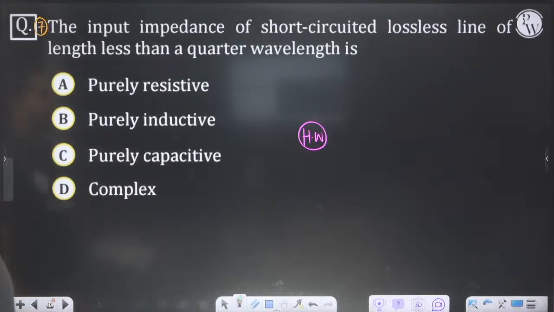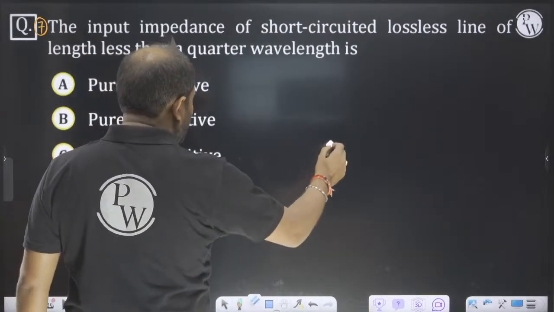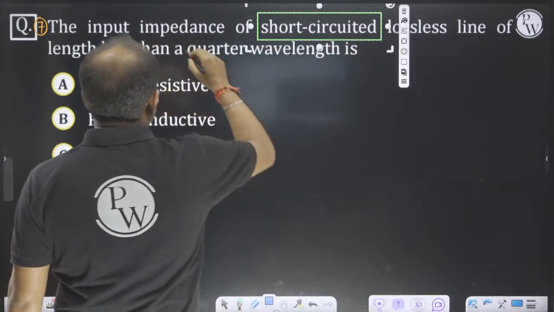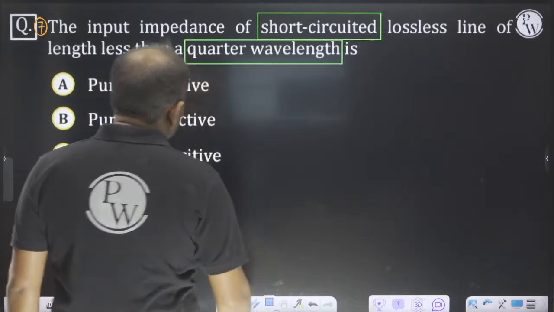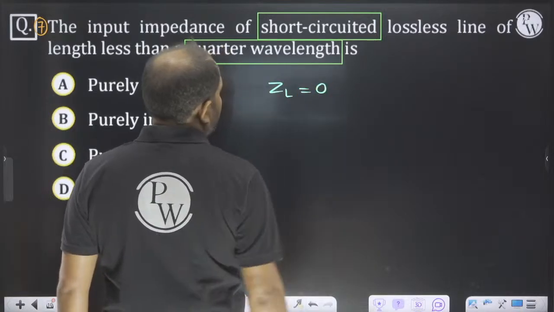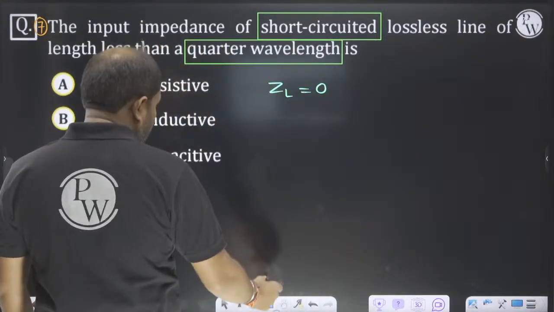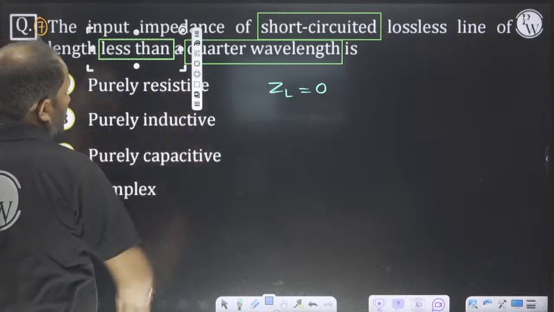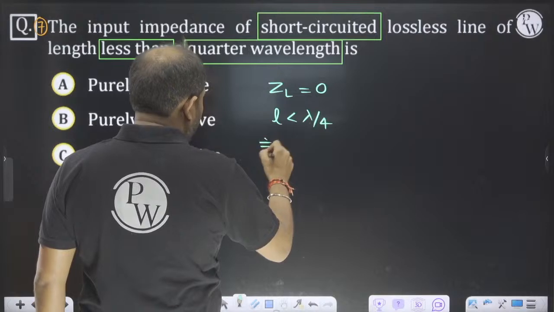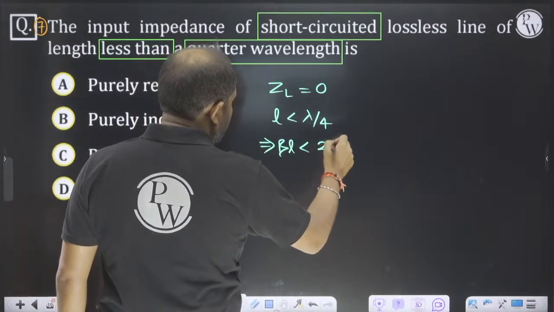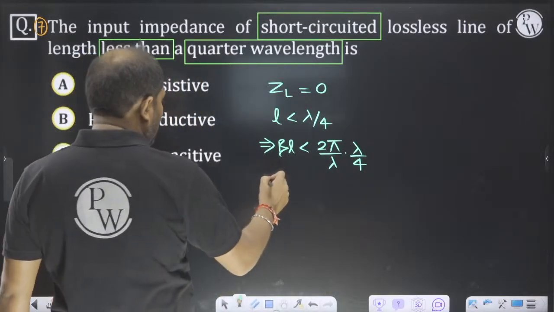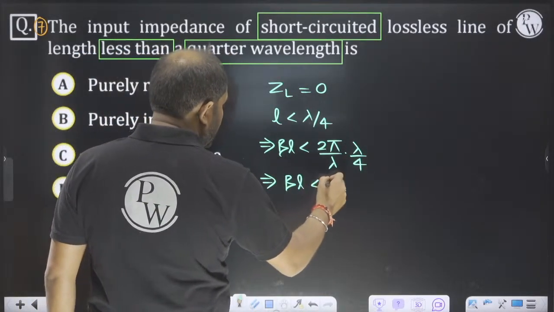Next question, input impedance of a short circuit quarter wave transmission line. The same question they have asked again in a GATE exam, so this type of question will be asked in the GATE exam every time. Short circuit is given, that means ZL is equal to 0. Length is less than lambda by 4, so beta L is less than, beta is 2 pi by lambda and length is lambda by 4, that means beta L is less than pi by 2.